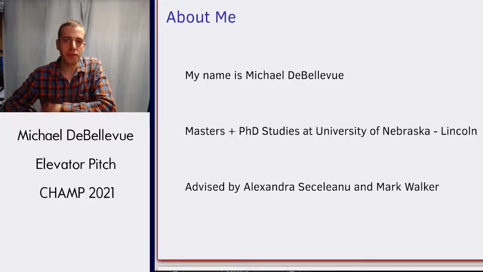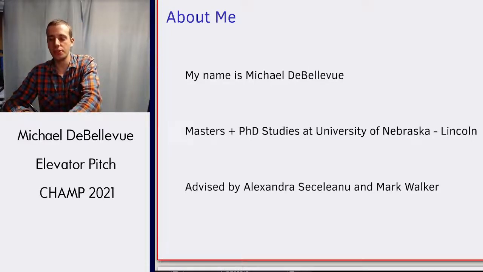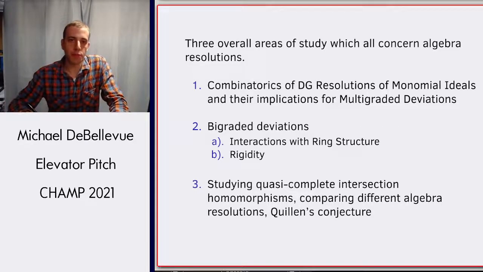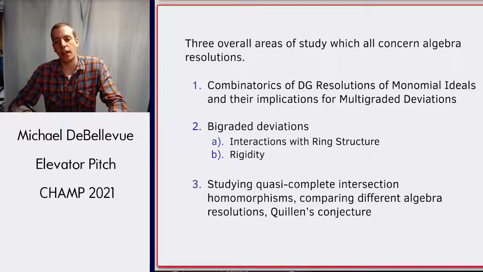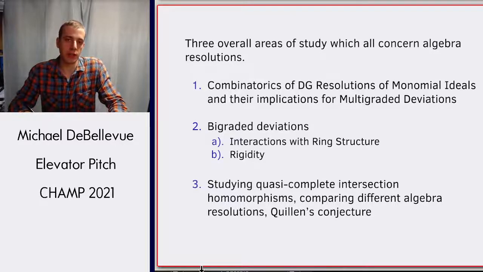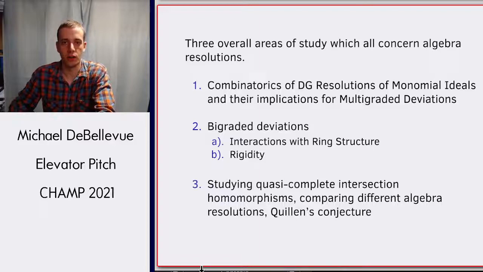I'm currently a fifth-year PhD student at the University of Nebraska, Lincoln, and I'm advised by Alexander Sestroianu and Mark Walker. I have three projects that I've been working on lately. The first is about resolving monomial ideals and the implications that those resolutions have for the multigraded deviations. The second is about bigraded deviations and how those interact with the structure of the ring and rigidity properties of them. And the last is about quasi-complete intersection homomorphisms, with the idea of trying to figure out something about Quillen's conjecture on cotangent cohomology.